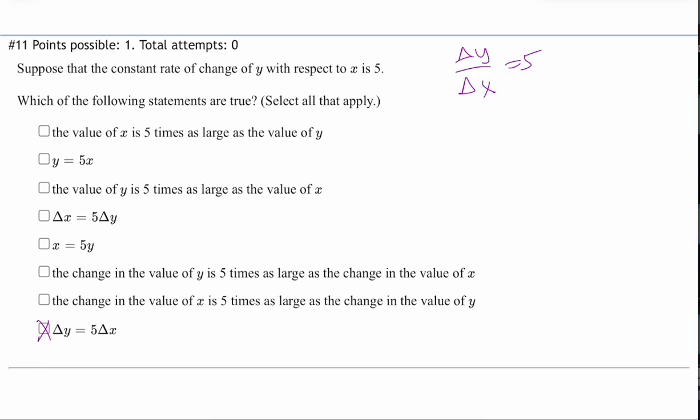There might be one other one. Let's see. The change in y is 5 times, oh okay, the change in y is 5 times the change in x. I do like this one too. That's just saying this in words, and it has to use the change in, that delta, or the words "change in." Okay.